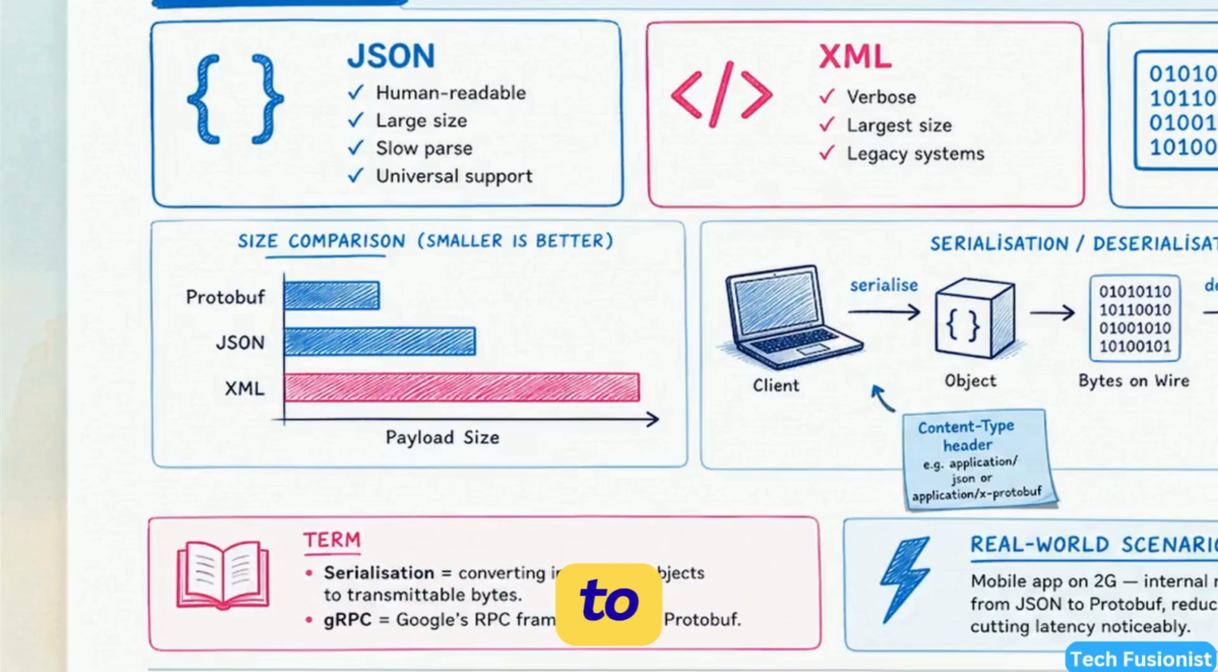This chart compares ways to box up data for delivery. Most apps use JSON because it's easy to read, but for slow connections, a denser format like protobuf shrinks the package size by more than half.